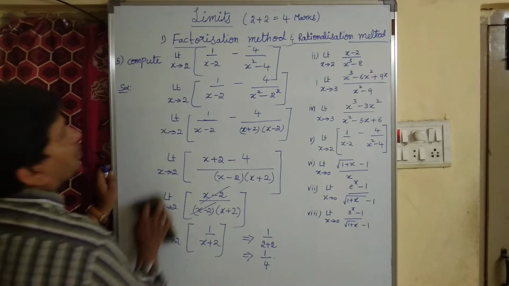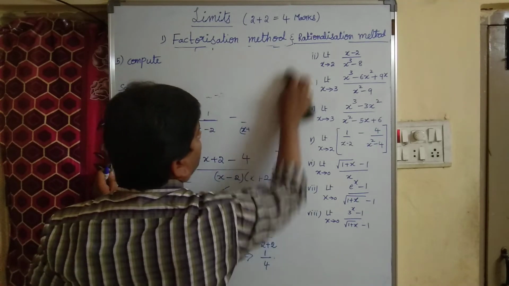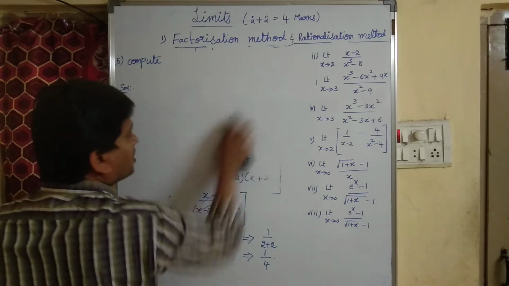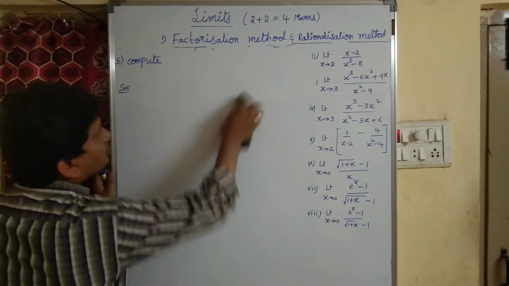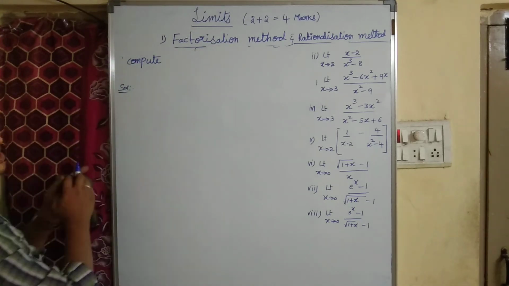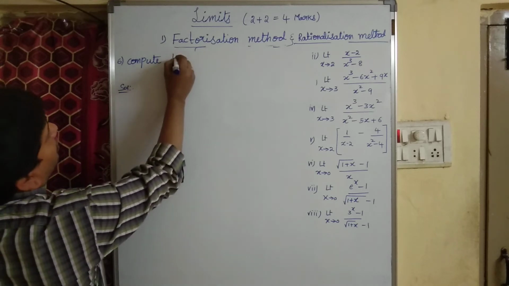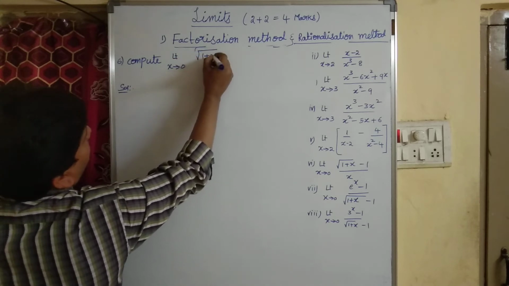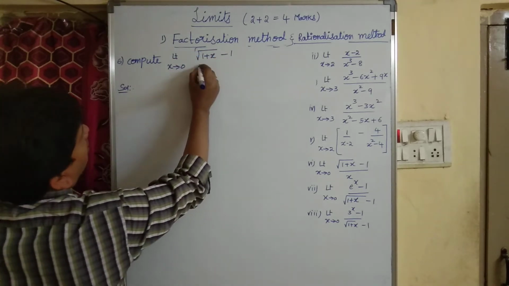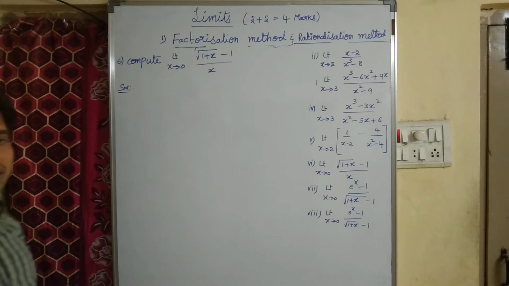Okay, now coming to one more method, which is called the rationalization method, which we have done in class 9. Rationalizing the denominator, right? Let us see how to evaluate limit x tends to 0 of (root over 1 plus x minus 1) divided by x.